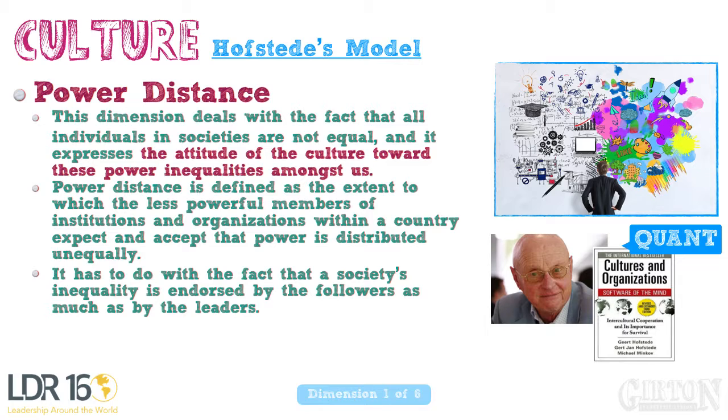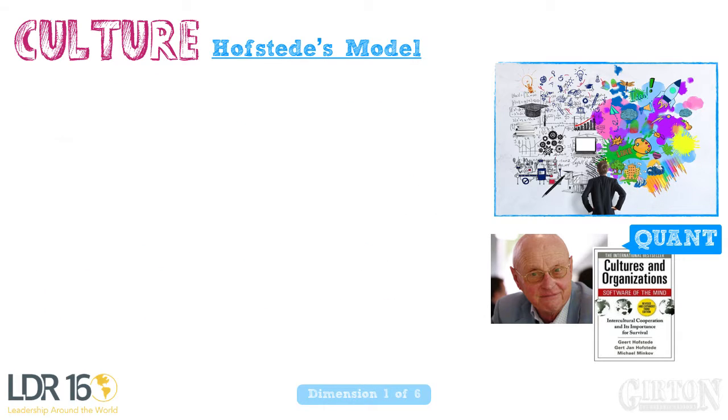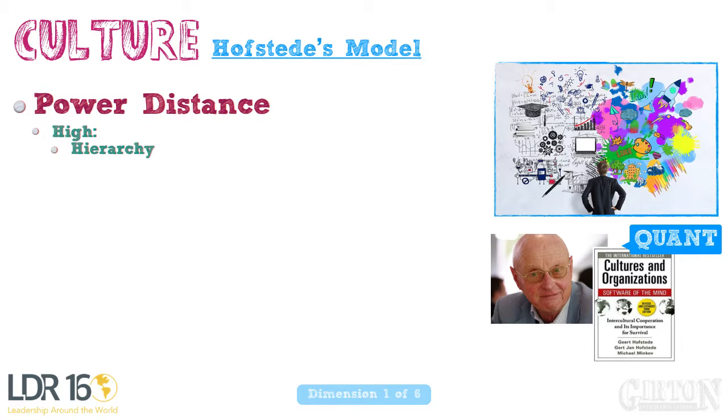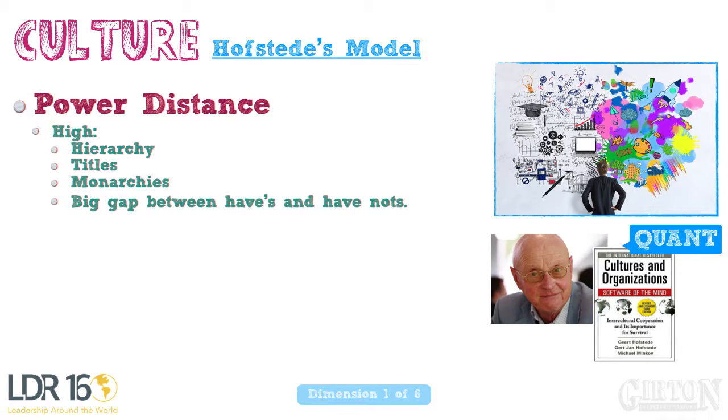So high power distance cultures are really okay with a big gap between those who are on the bottom and those who are on the top. Lower power distance cultures mean that you expect that those with power and those without it are much closer together and that there's a smaller gap. So some things that we might expect whenever we see high power distance are things like hierarchy. People operate using titles. A lot of monarchy countries are based upon higher power distance, and you'll again see that big gap between those who have and those who have not.